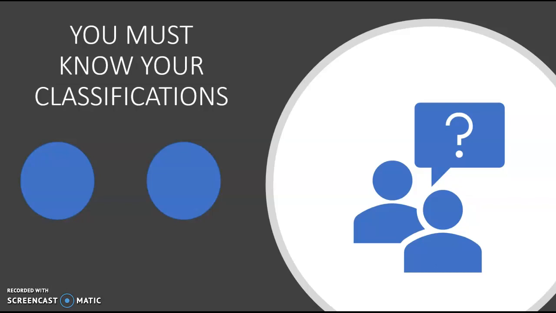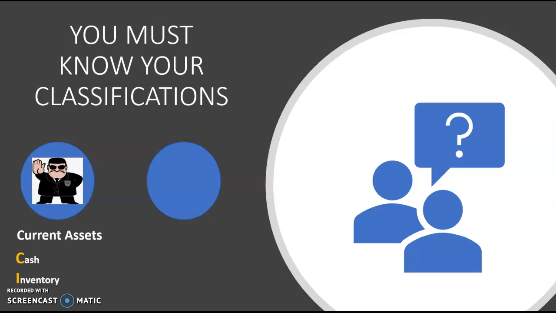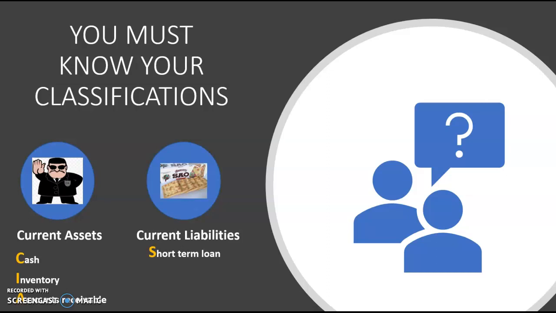Before we go any further, this is the absolute trick to these questions. You must know your classifications. You must remember that your current assets, it's all about CIA. It's about cash, inventory, which is also known as stock, and accounts receivable, which can sometimes be called debtors. For our current liabilities, it's all about SAO. It's about our short-term loans, so anything under 12 months, our accounts payable, which is sometimes called creditors, and our overdrafts.